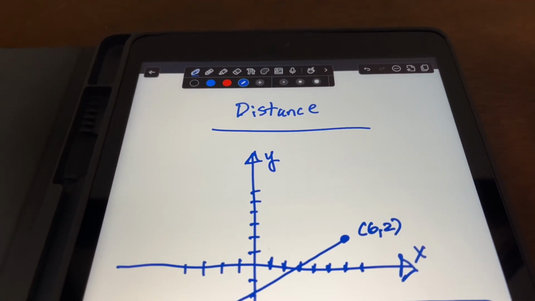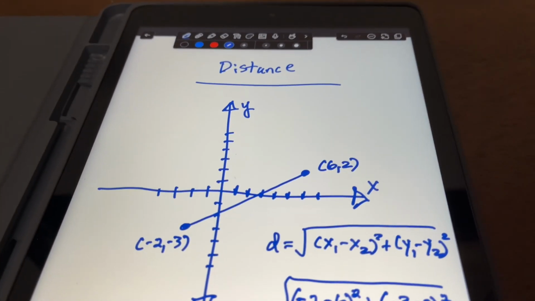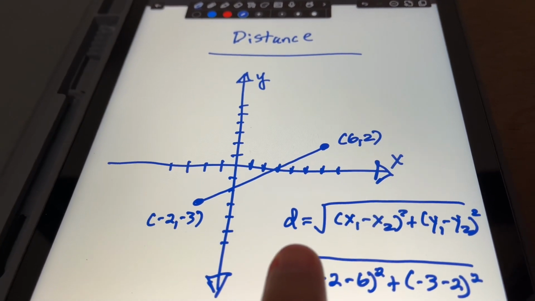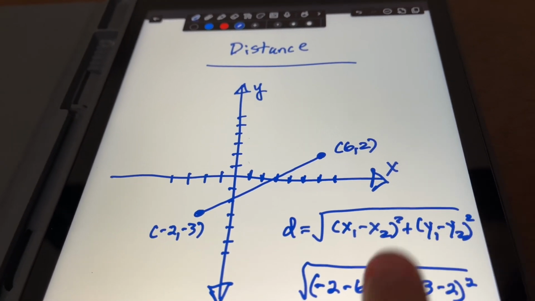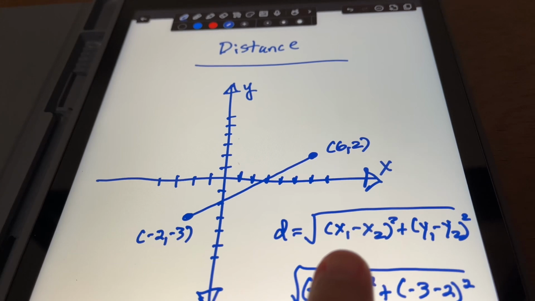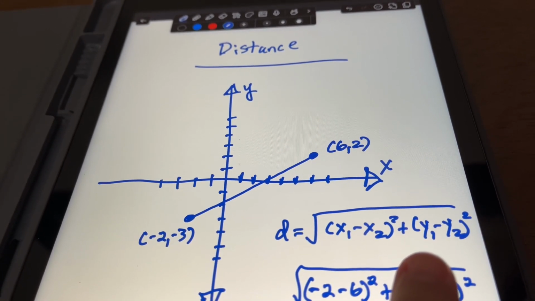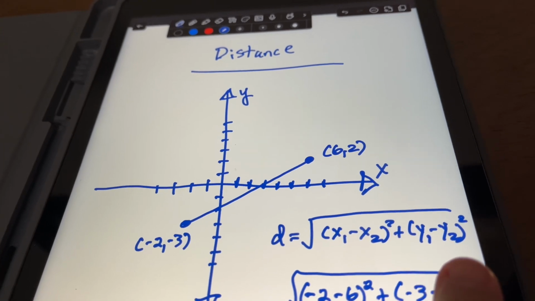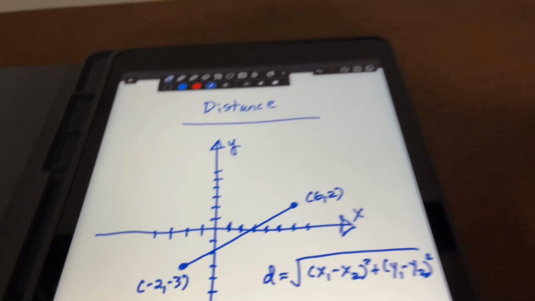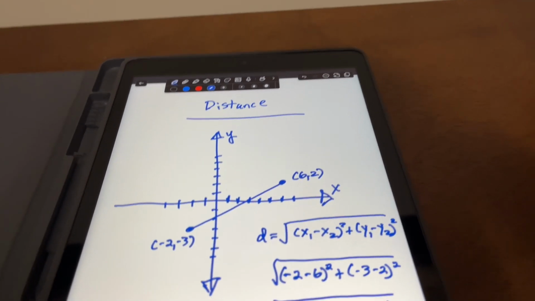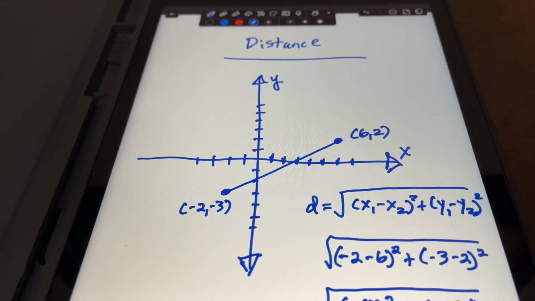Let's talk about the distance formula. Here it is. The distance between 2 points, such as this and this, is the square root of x sub 1 minus x sub 2 squared plus y sub 1 minus y sub 2 squared. So this is called the distance formula. It's based on the Pythagorean theorem. Let's see how it works in this particular case.